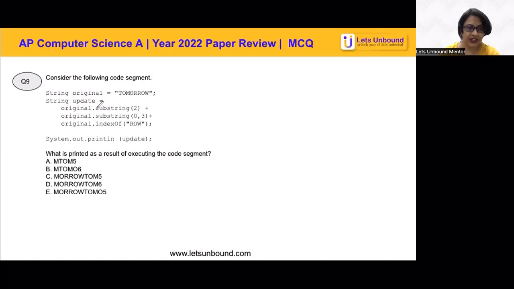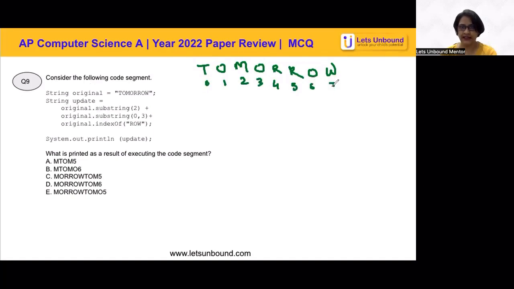So what is happening over here? We have a string tomorrow. Let me try to write it down. Tomorrow, T-O-M-O-R-R-O-W. What will be the indexing? 0, 1, 2, 3, 4, 5, 6, and 7. So what we are doing over here, we are trying to fetch the substring and the other things and trying to save in the string update.